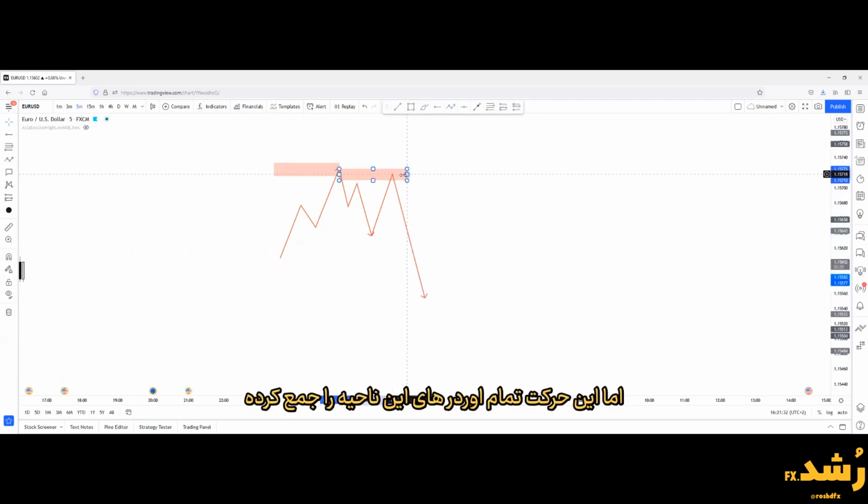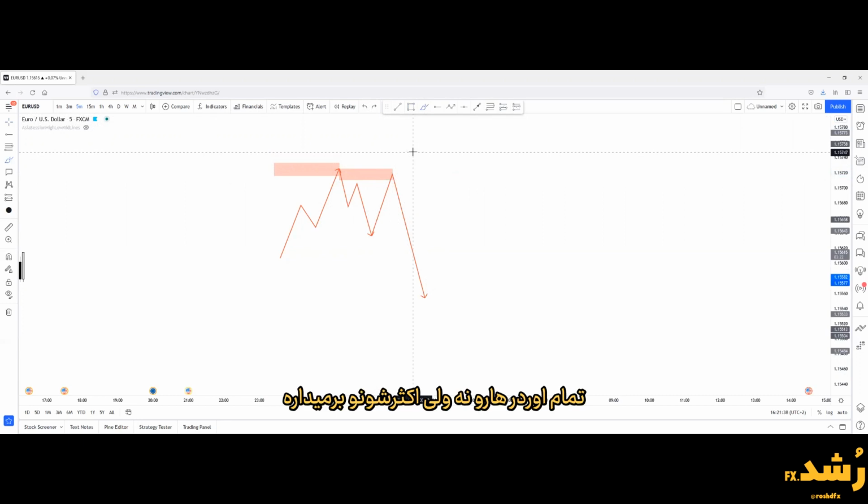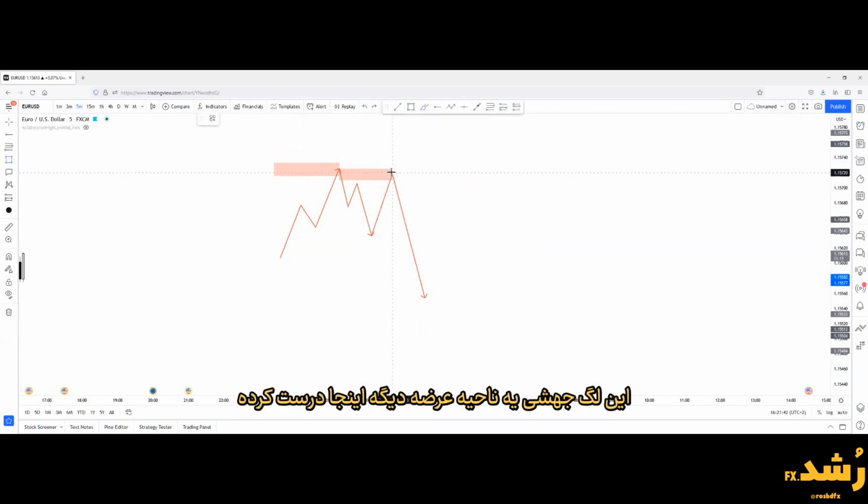But this mitigation grabbed all of the orders from this supply zone. Not all of the orders, but the majority of the orders. So this impulse move created another supply zone right here.